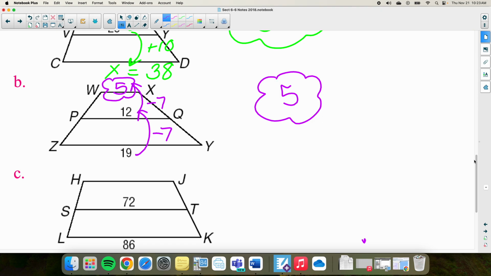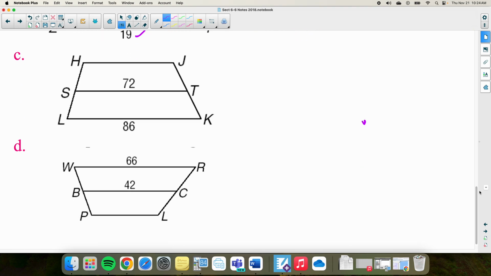Okay. Then, if we look here, here's 86, here's 72. We start at the base always, and it's going down, so that means you have to subtract. How much is there from 86 to 72? It's 14, so then we would have to subtract 14 again, and 72 minus 14 is 58.